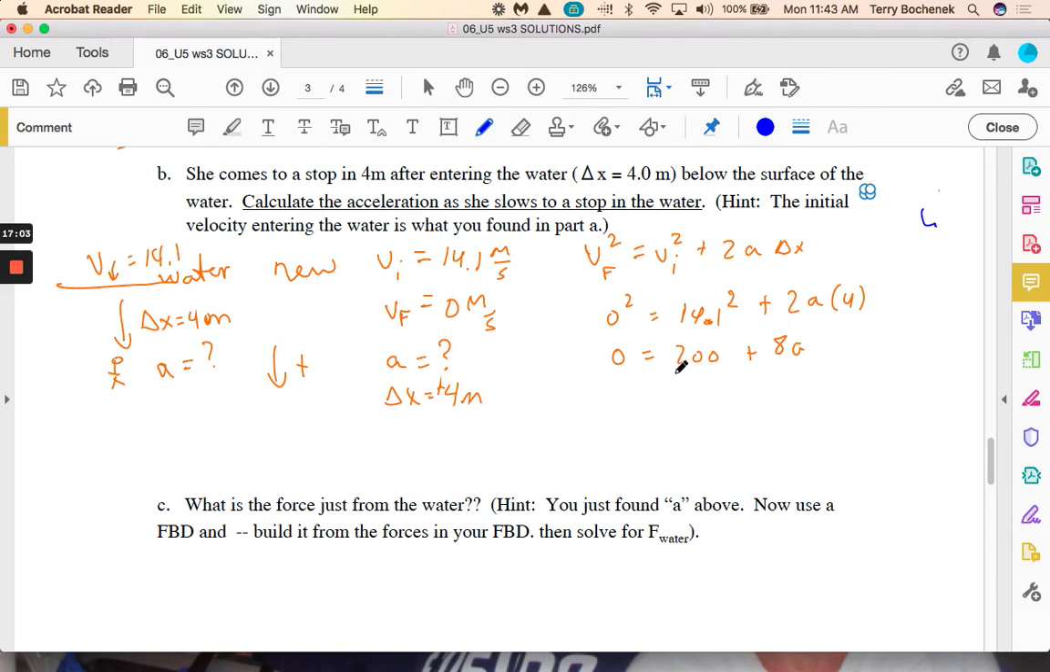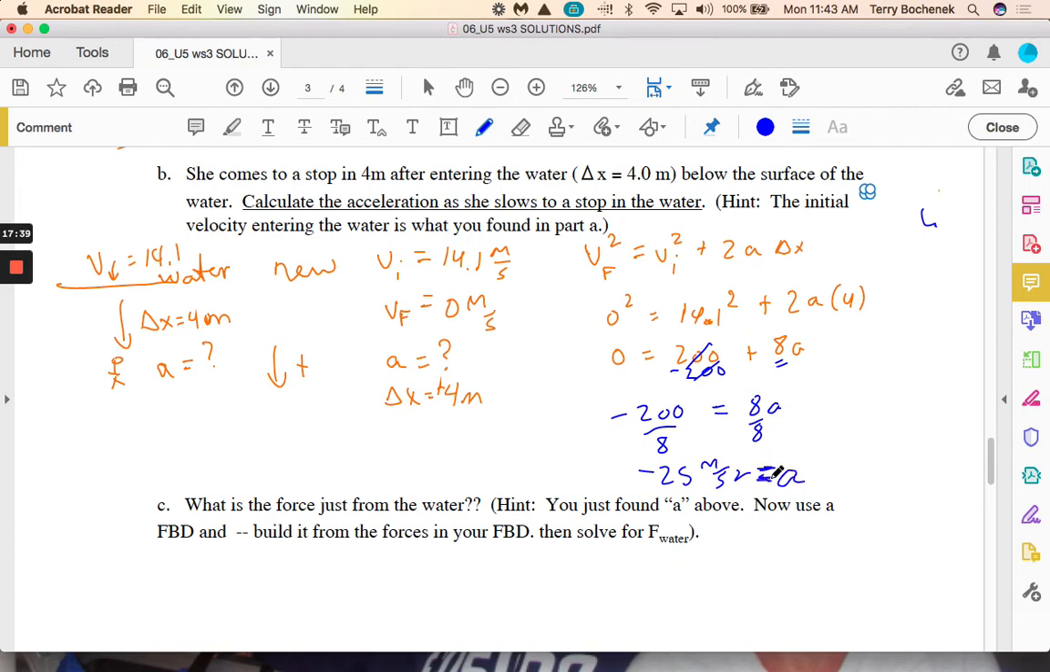An algebra reminder, everybody: you've got to do this minus 200 to get rid of that before you can do anything with that 8. So that cancels on that side and it becomes minus 200 over there, and 8A. So divide by 8 now. Divide by 8. 200 divided by 4 is 50, so it's going to be 25. So minus 25 meters per second squared equals A.